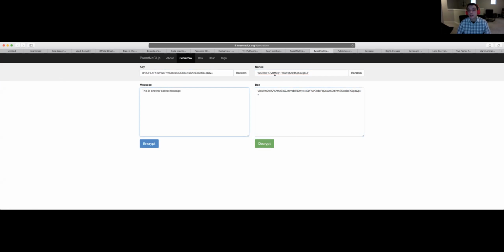You change the nonce each time to basically make it harder for an attacker to track patterns and figure out what the secret key is. We'll get to more on that in a little bit.